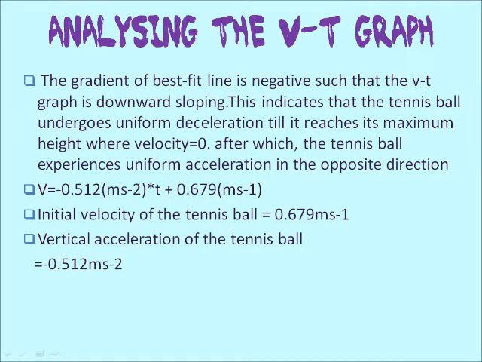From the YT graph obtained, we have analyzed that the best fit curve tells us that the ball is slowing down as it reaches its maximum height and starts to speed up and accelerate when it falls. The formula for y is negative 0.256 meter per second squared times t squared plus 0.667 meter per second times t plus 0.003 meters. The initial velocity of the ball is 0.667 meter per second. The vertical acceleration is negative 0.512 meter per second squared, and the direction of vertical acceleration is downwards.